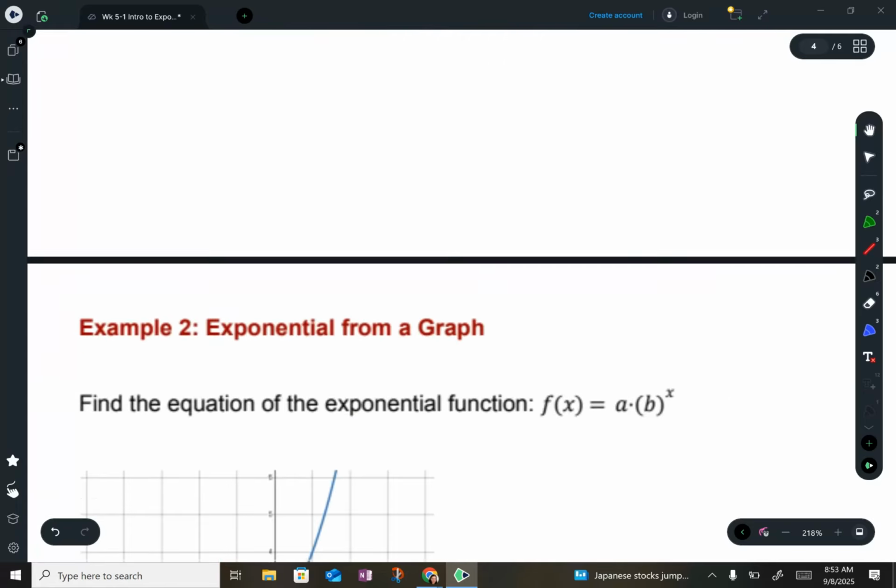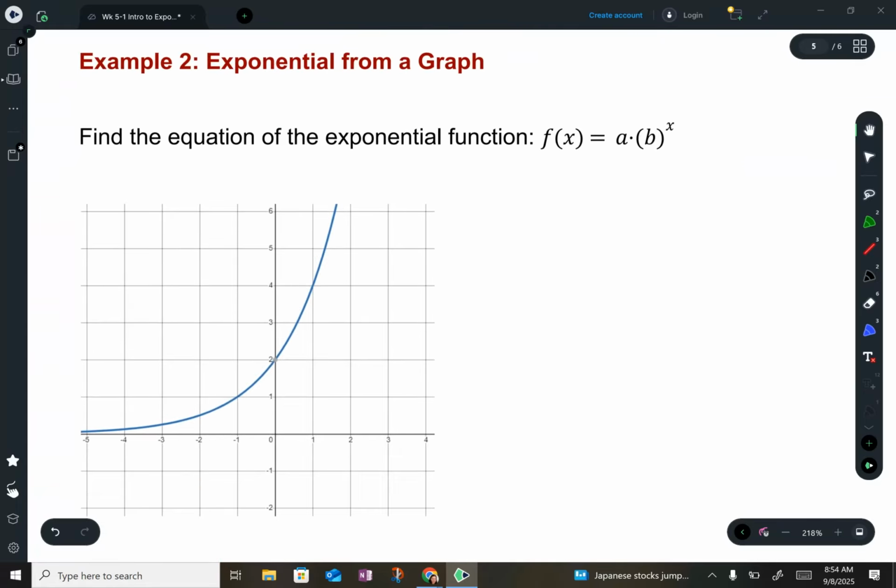All right, let's try and find an exponential function from a graph. So here's a graph of our exponential function. Again, this is also an increasing function. We can see as the graph goes up from left to right. And let's go ahead and do the same sort of process. First find A and then find B.